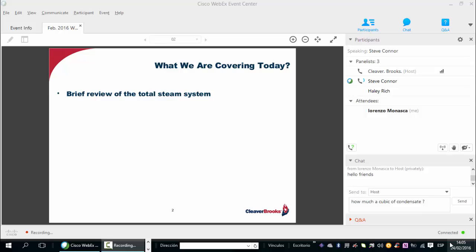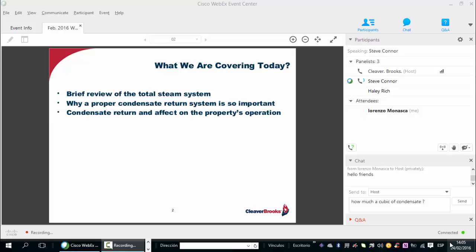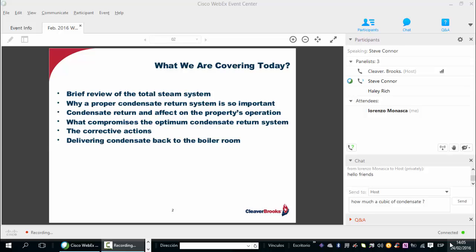A brief review of the total system, just to get us oriented again based on the total integrated system, both supply and return. And then why a proper condensate return system is so important. Condensate return and its effect on the property's operation, whether it be heating, process, or both. And then what compromises the optimum condensate return system, and how do we correct these compromises, if you will.